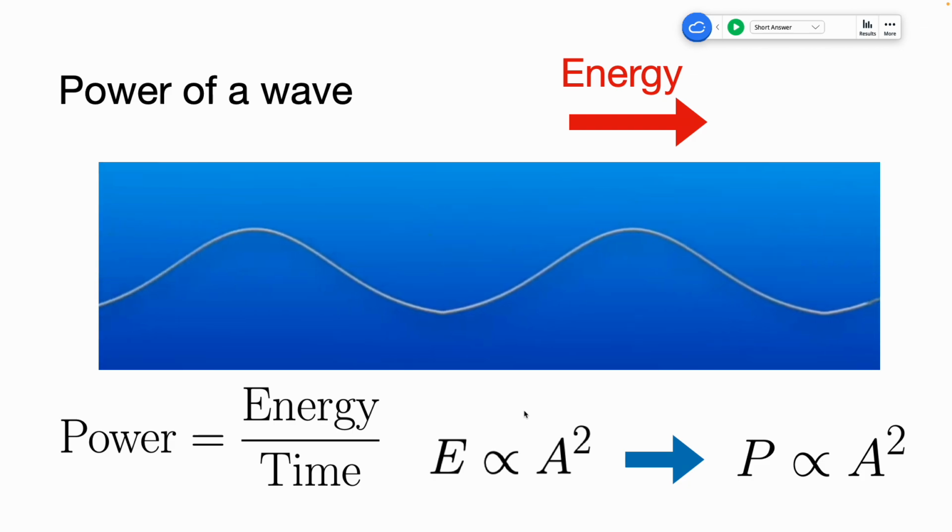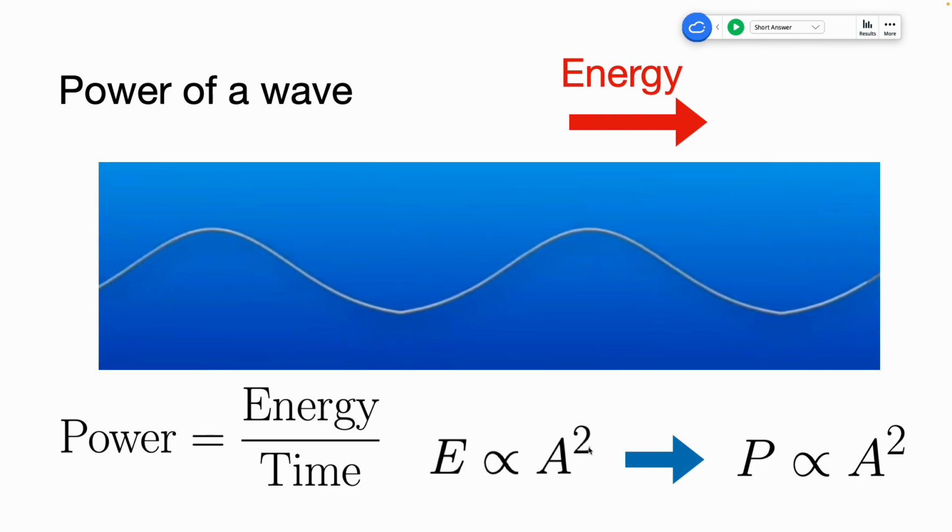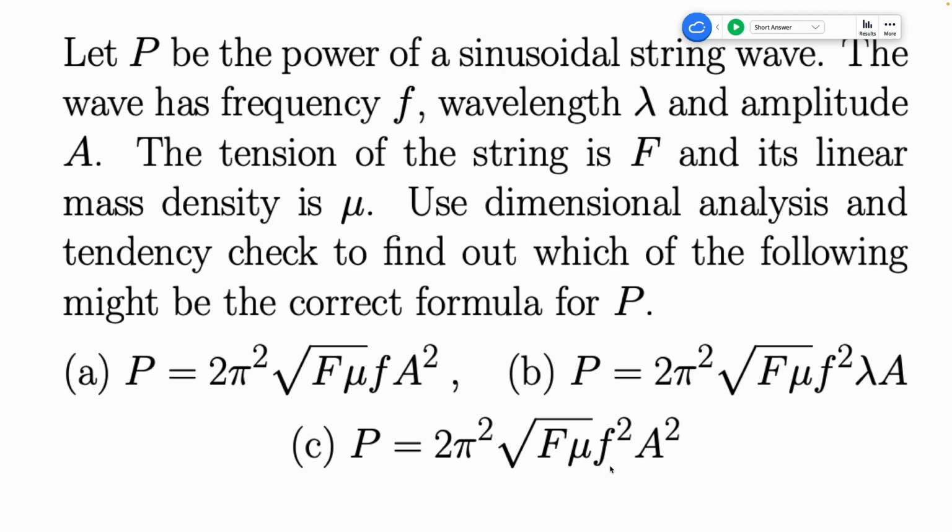So if I ask you, instead of energy, I have power. Similar thing again, but this time a string wave. A string, not a spring, a string. So it's just a regular string. You have frequency f, wavelength lambda, amplitude A, tension F, linear mass density mu, and you want to see what makes sense for the power of the wave.